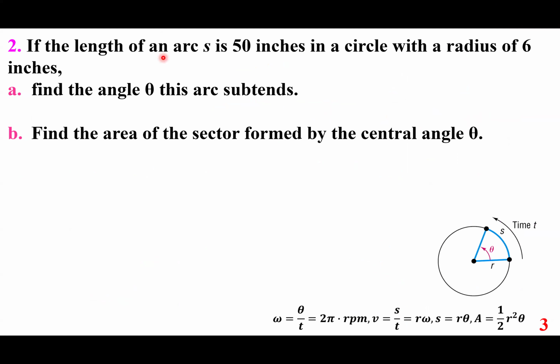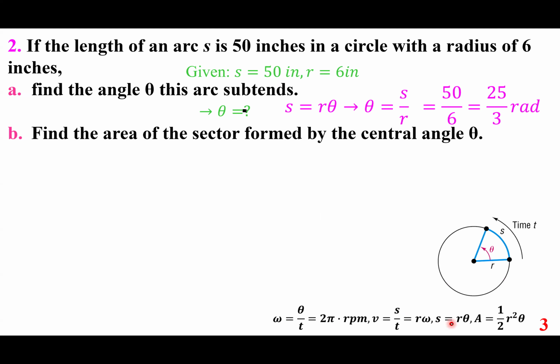The length of an arc S is 50 inches in a circle with a radius of 6 inches. Find the angle theta that this arc subtends. Find the area of the sector formed by the central angle theta. And so what is given? S is 50, R is 6 inches. And so we want to find theta. In this case, as you know, S equals R theta. That means theta must be S over R, and that gives us 25/3 radians.